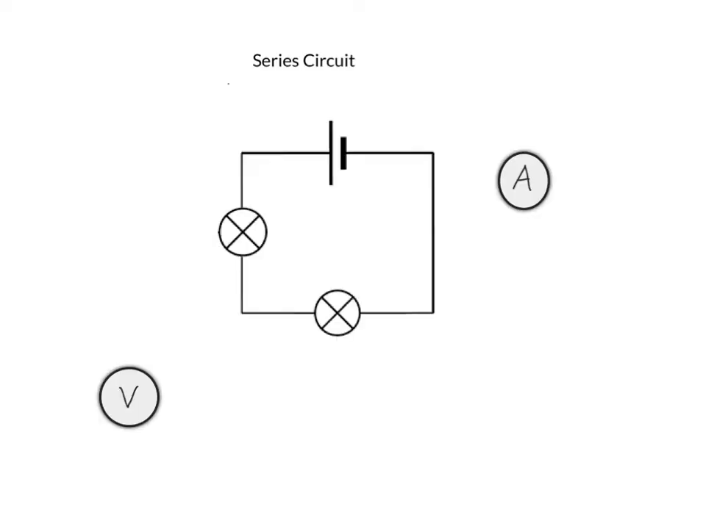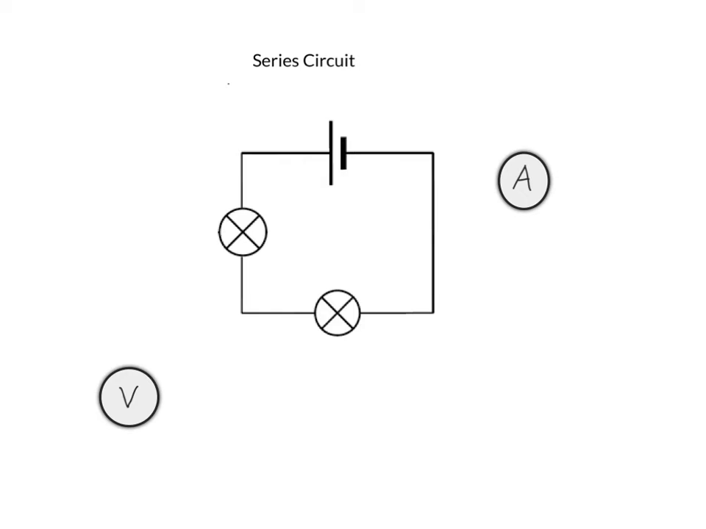In this video, we're going to have a look at what happens to current and potential difference in series and parallel circuits. So here we have our series circuit, and it's called a series circuit because all of the components are in one loop. They come in series one after the other.